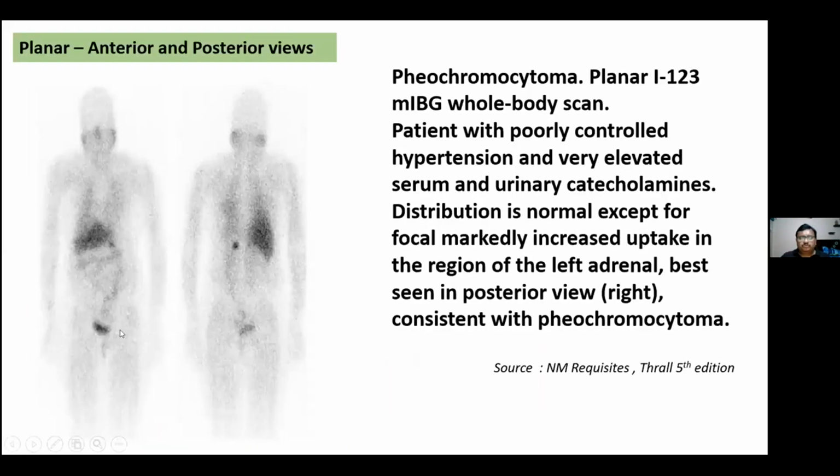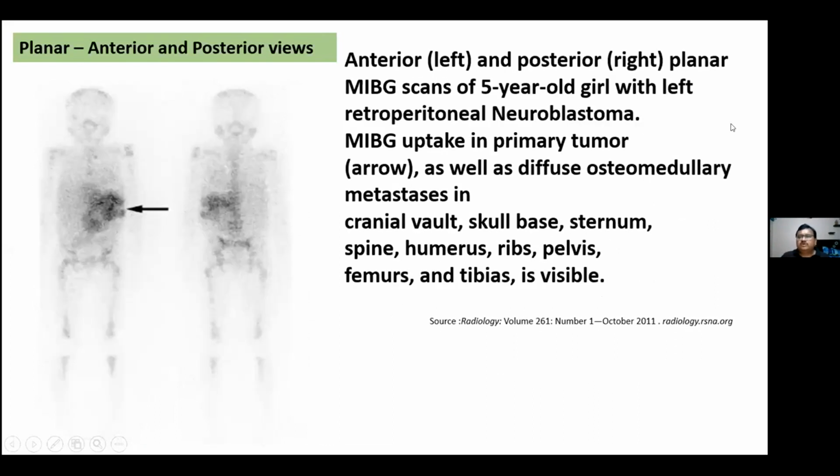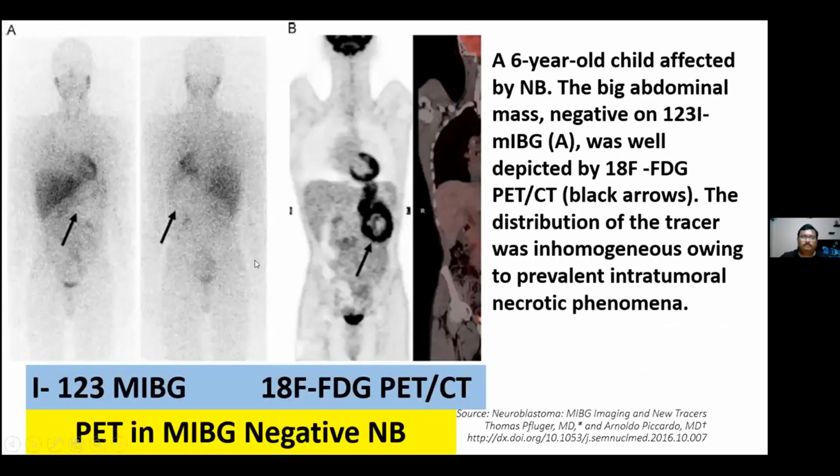This is a case of pheochromocytoma, with poorly controlled hypertension and elevated catecholamines. Distribution is normal except for focal markedly increased uptake in the left adrenal, consistent with the pheochromocytoma. This is a case of neuroblastoma: uptake in the primary retroperitoneal tumor, as well as inhomogeneous uptake suggestive of marrow metastasis in the cranial vault, skull base, sternum, ribs, pelvis, and tibia. So this case is basically metastatic disease in the bone, in a 6-year-old child affected with neuroblastoma.